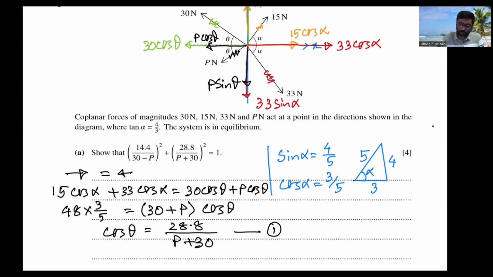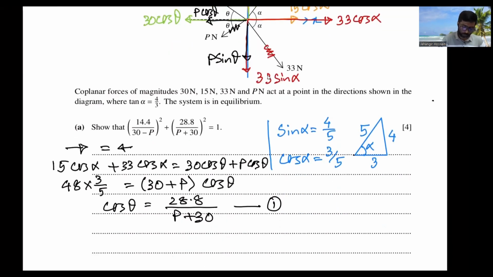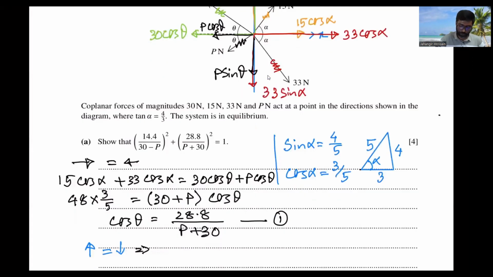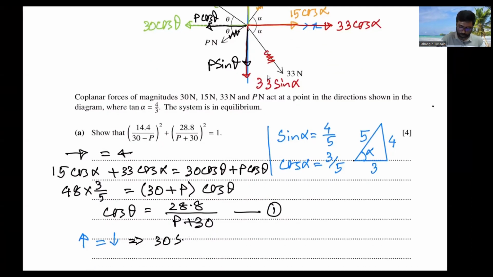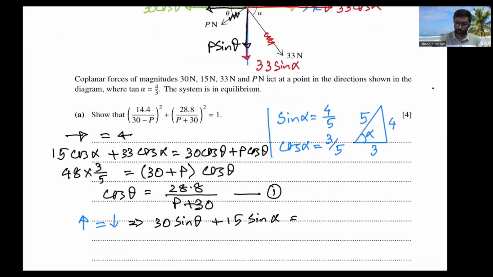Now, if you consider the components along the y-axis, we have the sum of components in the positive direction and the sum of components in the negative direction. Along the positive direction, we have 30 sin theta plus 15 sin alpha. In the negative direction, we have p sin theta plus 33 sin alpha.